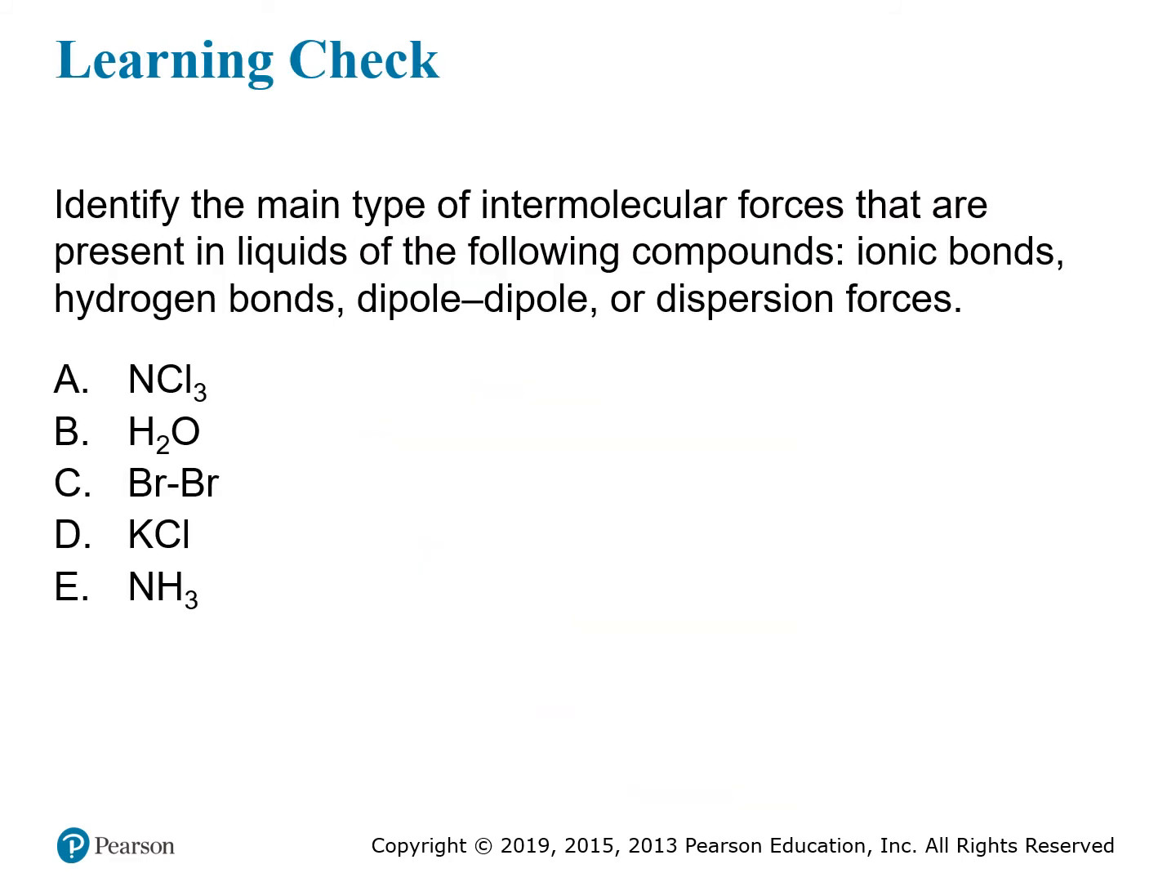This is an example of the kind of question you might be asked about intermolecular forces. We generally keep it pretty simple, but for this you have a list of different compounds and you want to identify the main type of intermolecular force in each compound, right? The main type. And so what that means is the strongest kind of intermolecular interaction.